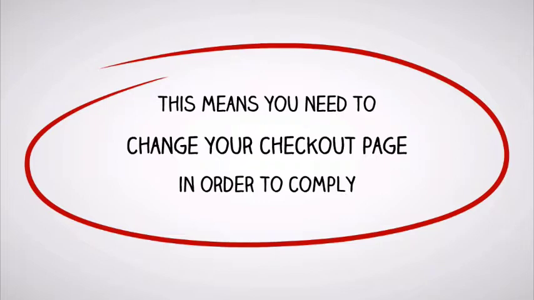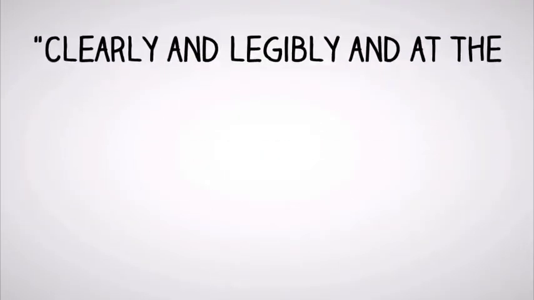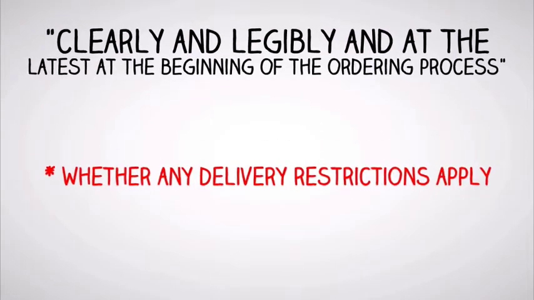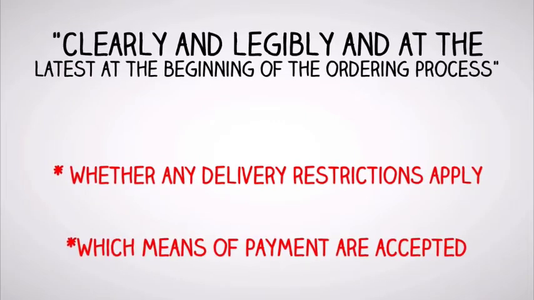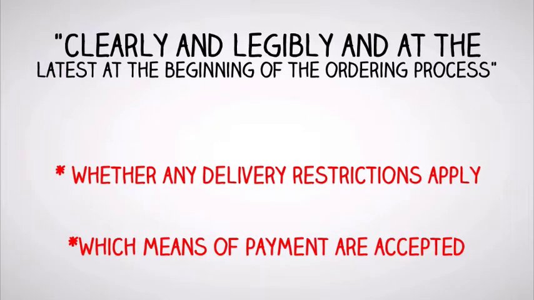Now, the next level of information, which is an even higher one, is that it has to be provided clearly and legibly, and at the latest at the beginning of the ordering process. And the 2 information requirements that this level of information applies to is whether any delivery restrictions apply and which means of payment are accepted. So this needs to be at the beginning of the ordering process.